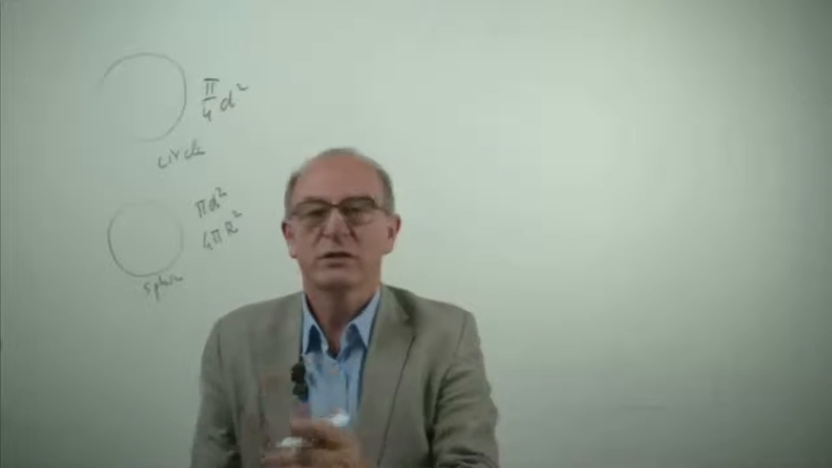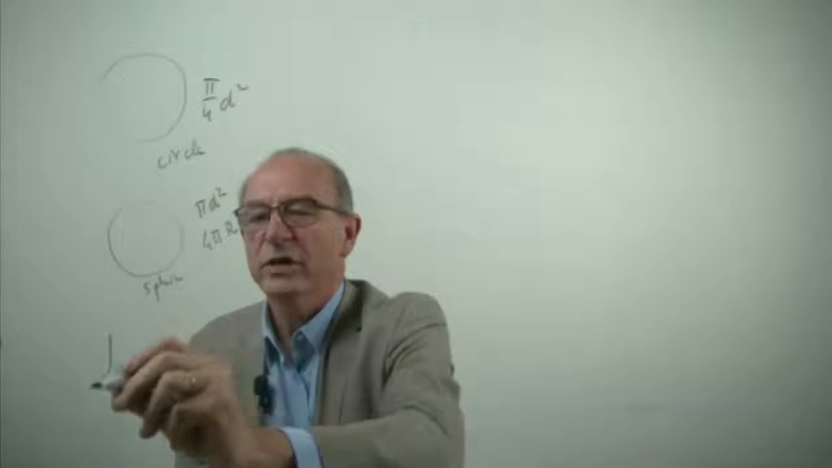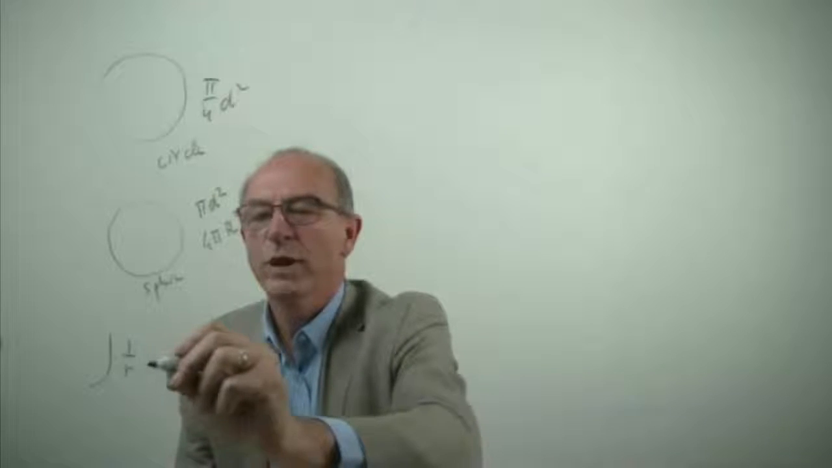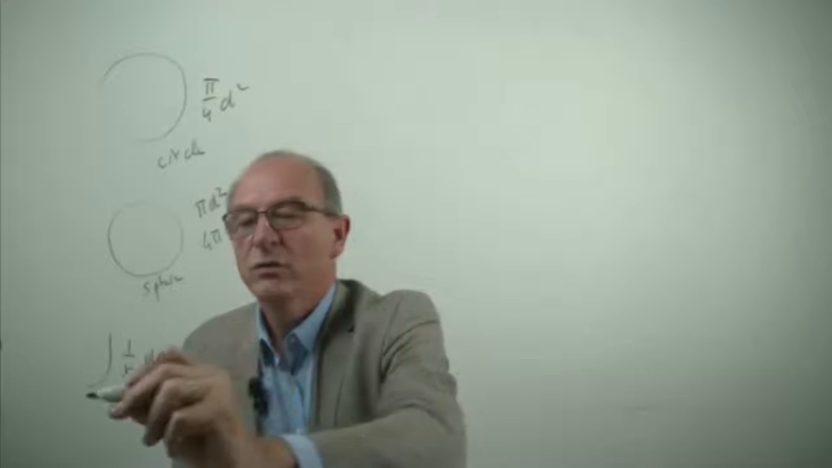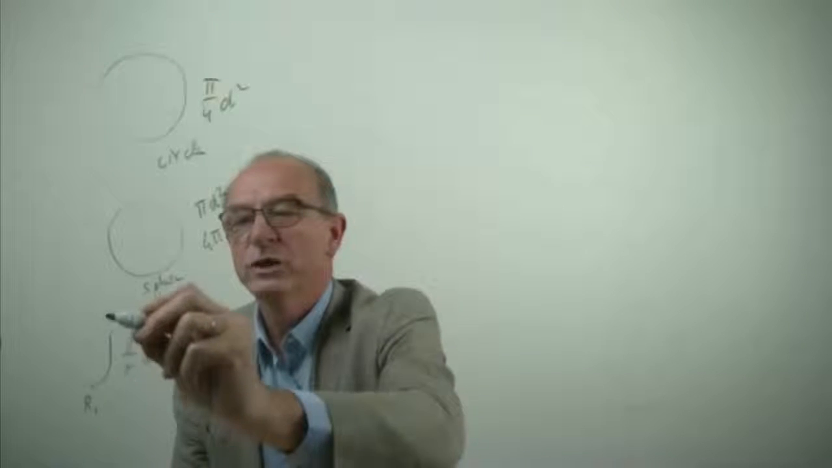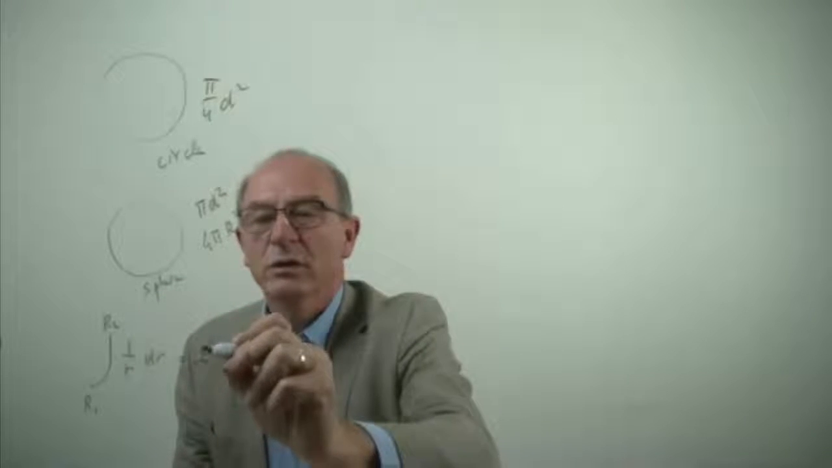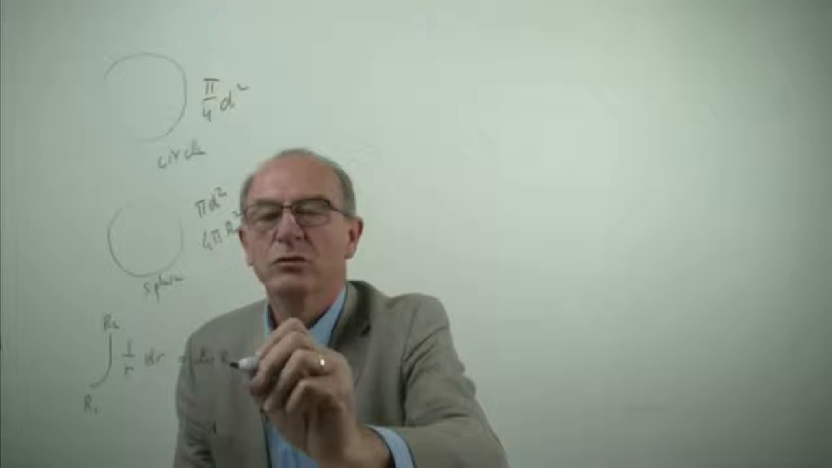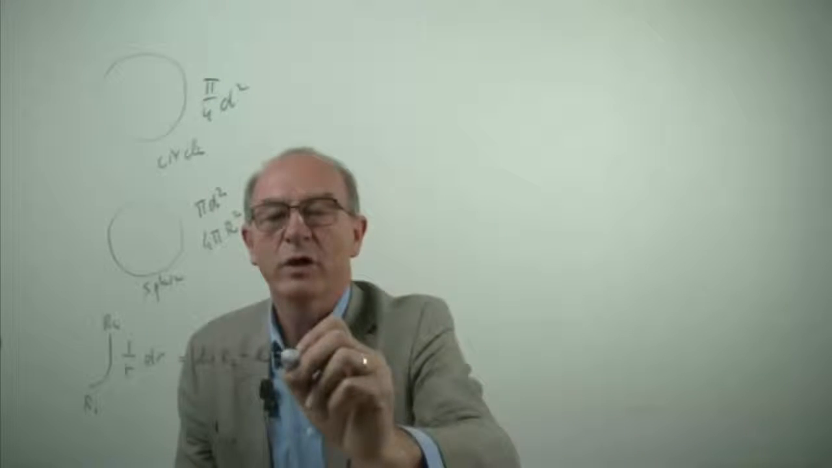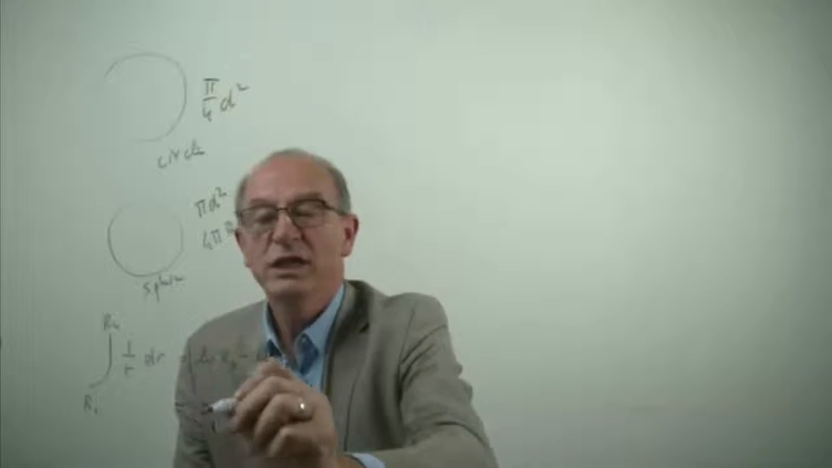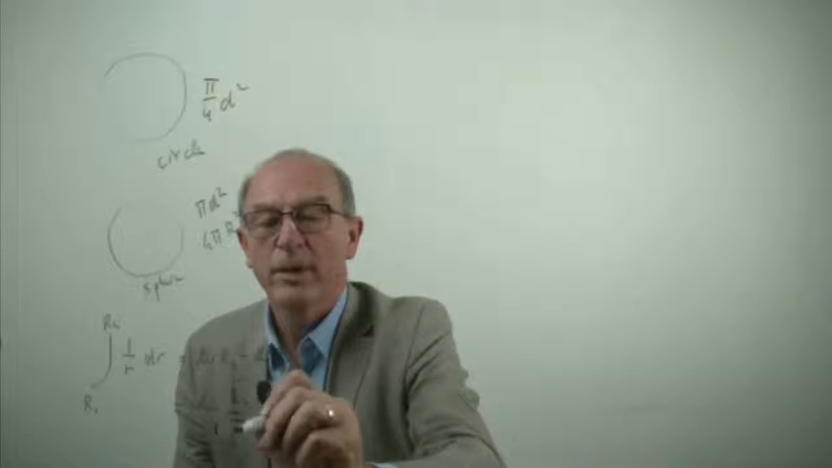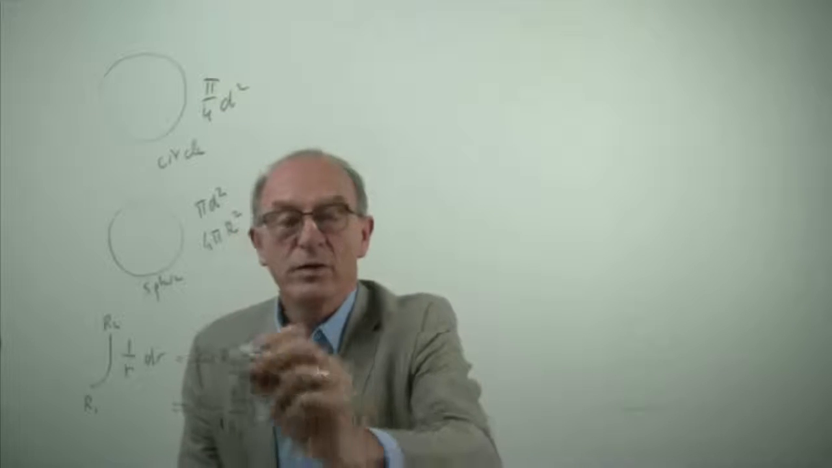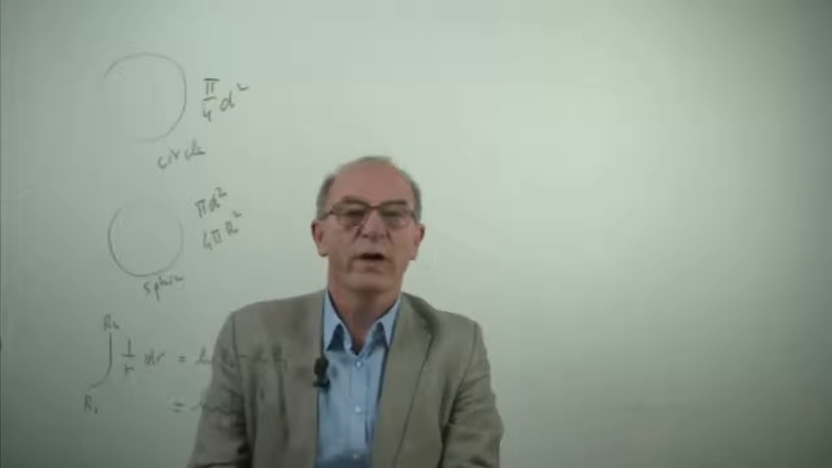Another thing which I often see is the integral of 1 over r dr, let's say from r1 to r2, which is equal to the logarithm of r2 minus the logarithm of r1, which is equal, and that is easy to know, to ln r2 over r1. Remember this one because you can use it quite often.